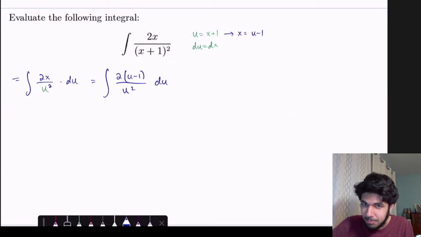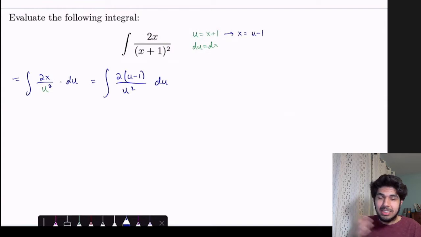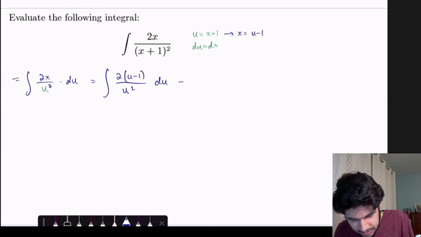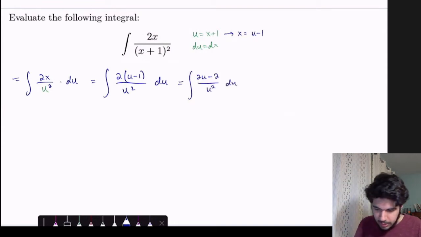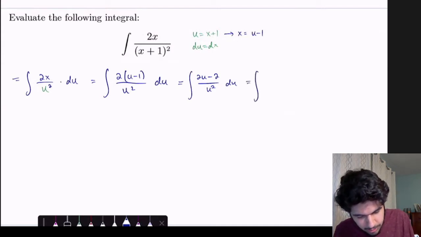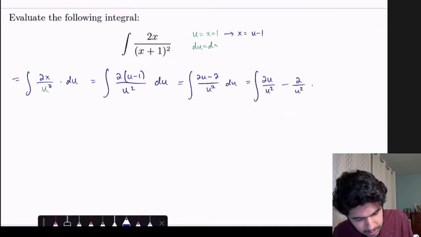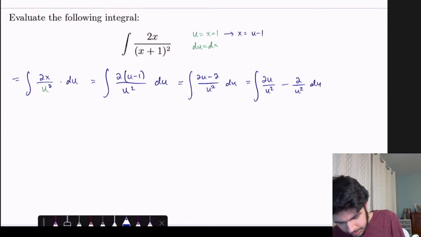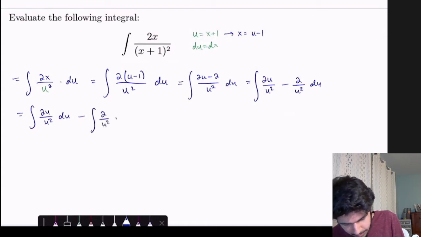Our integral is in terms of u. It's not very simple right now, but it's in u's, which is what's important. So let's work with that numerator a little bit. That tells us 2u minus 2 all over u squared du. And then we can break apart that fraction, right? We can say that's equal to 2u over u squared minus 2 over u squared du. And then the integral can split, so we have 2 separate integrals, and we can solve them separately.